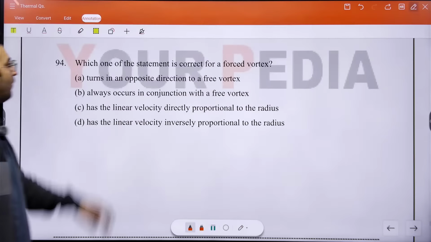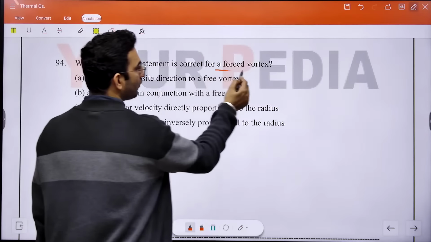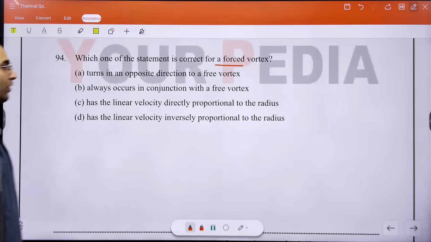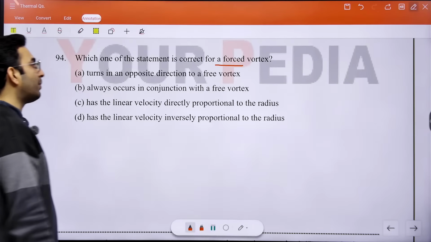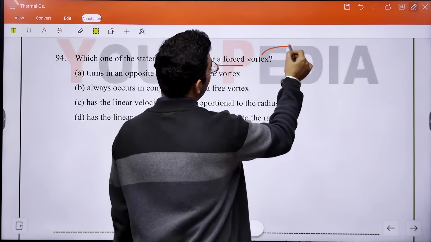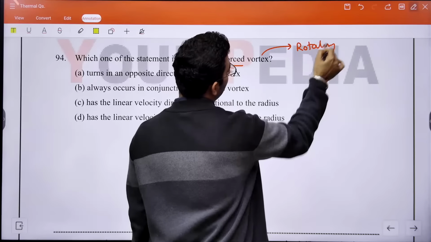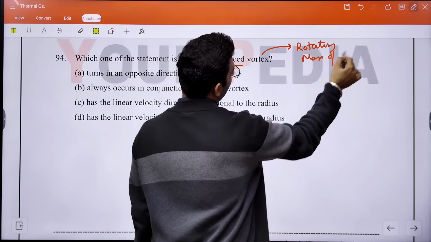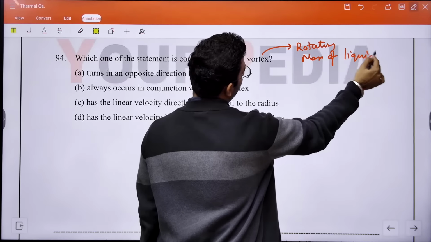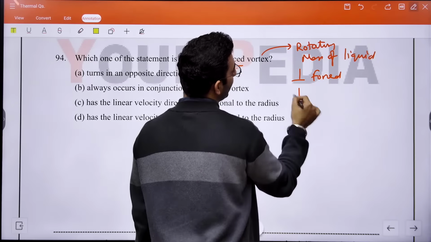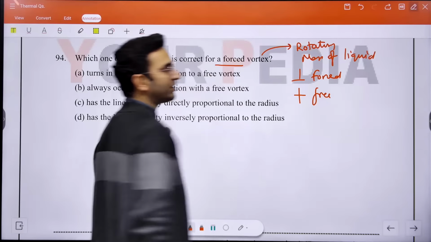Next, which one of the following statements is correct for a forced vortex? So first of all, you have to remember what is the meaning of vortex flow. It is a rotating mass of a liquid. Now we may have two types of vortex here. The first one is a forced vortex and the second one is a free vortex here.